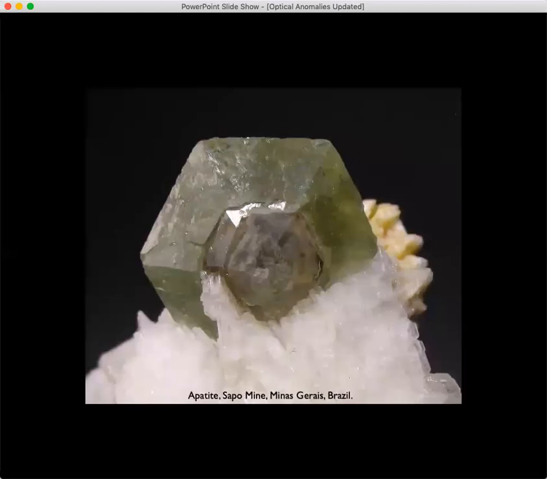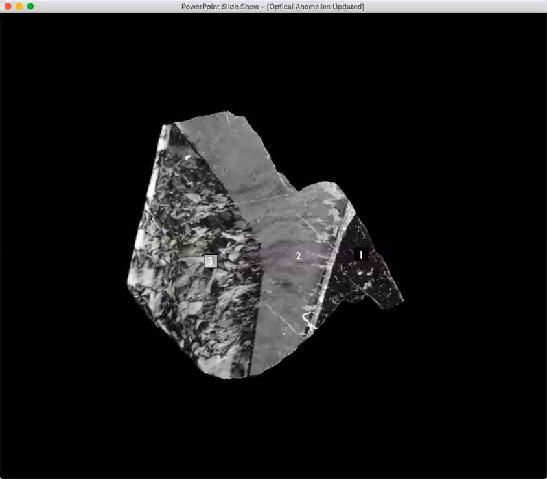A slice from this apatite crystal from the Sapo mine was taken in the area shown with dotted lines, and a thin section was made to take a closer look at its optical behavior. Upon closer inspection, it was found to be zoned both chemically and structurally. Three different optical characteristics can be seen in this crystal.